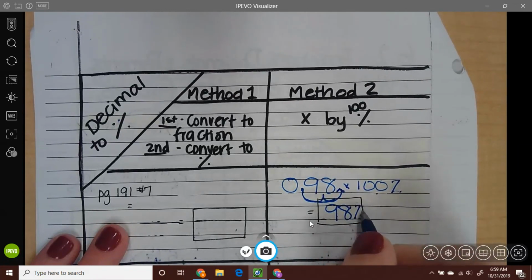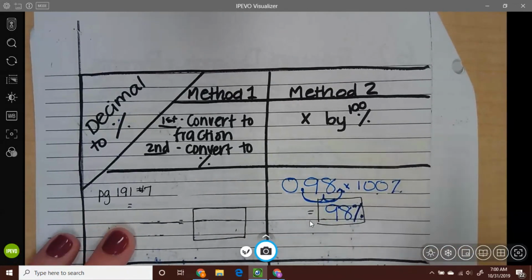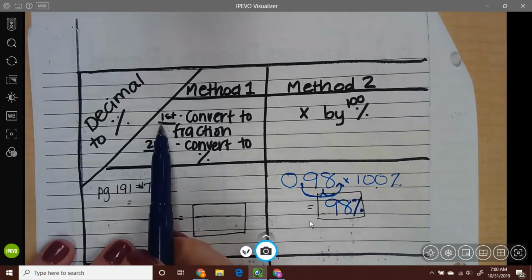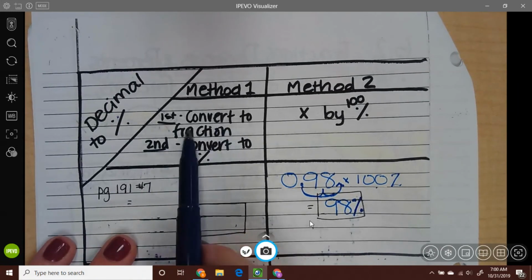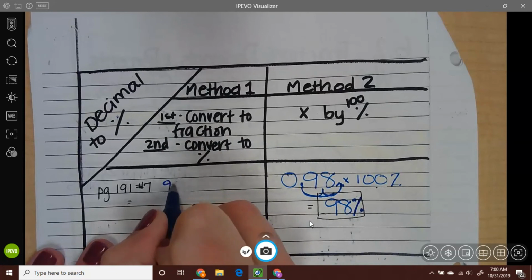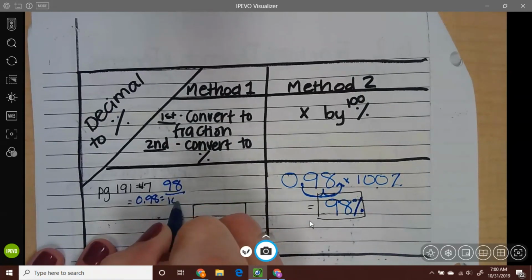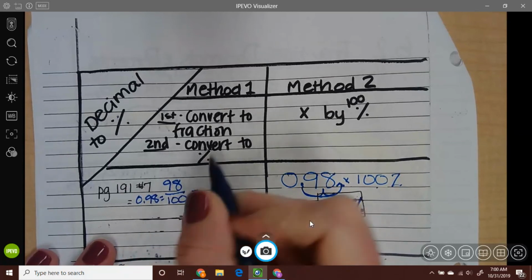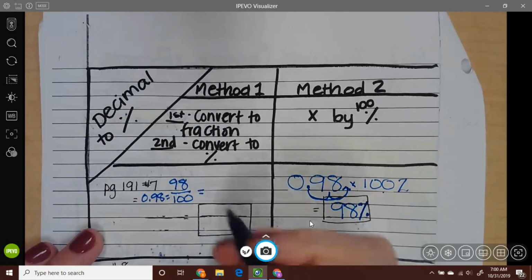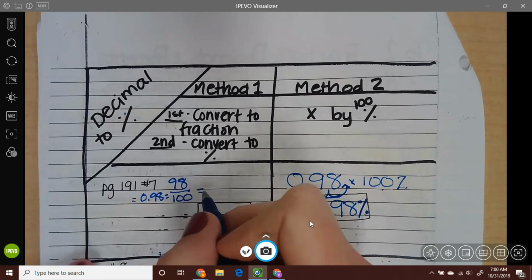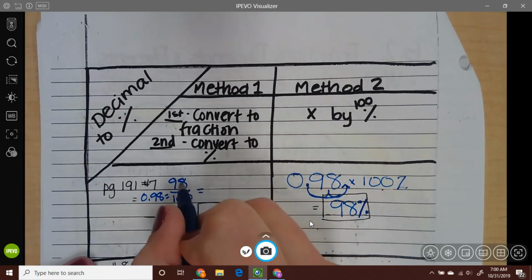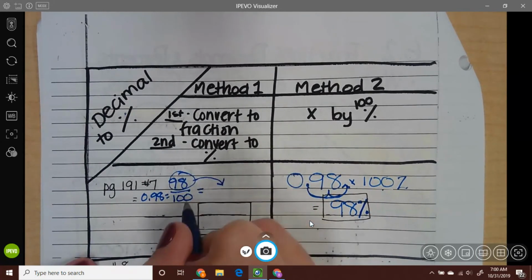If that for some reason is confusing to you, you can do method 2, which is converting it first to a fraction. So I would write 98 hundredths equals 98 over 100 equals, then I use the previous page that we worked on where I convert that to a percent, which I just take the numerator when it's over 100 and write it as a percent.